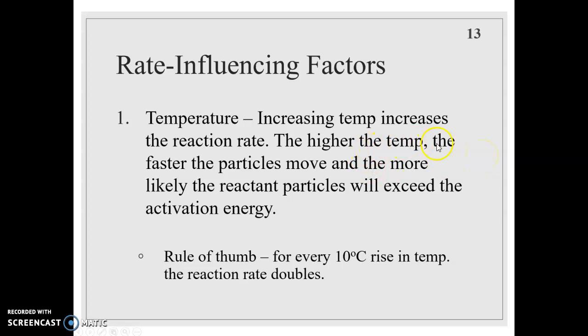Alright, so if you increase the temperature, that increases the reaction rate. And that makes sense, because the higher the temperature, the faster the particles move, the more likely they're going to exceed the activation energy, and also the more collisions are going to take place. So typically a rule of thumb is that every 10 degrees you increase the temperature, that results in a doubling of the reaction rate. A place where that's easy to notice is perhaps with a fire, because when the temperature of the fire or the wood is low, the burning is at a slower rate.